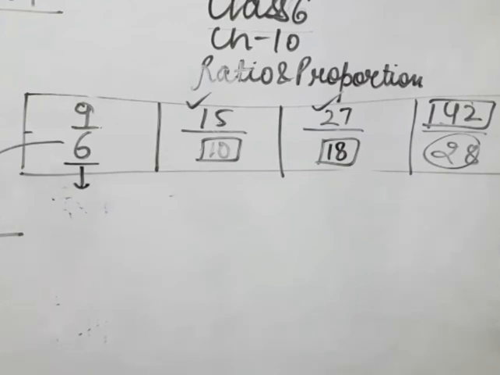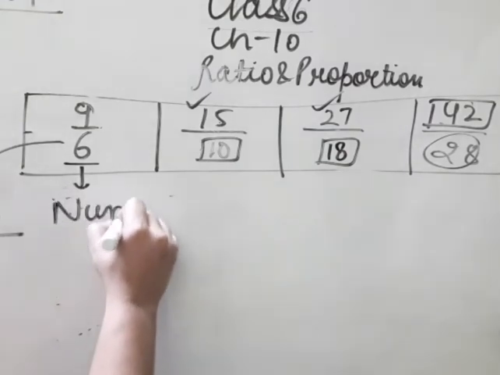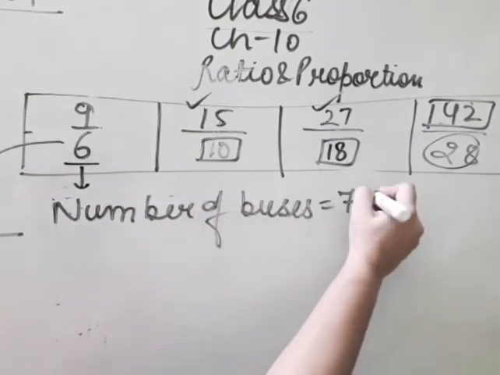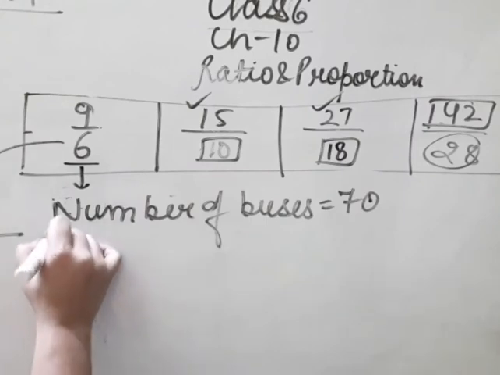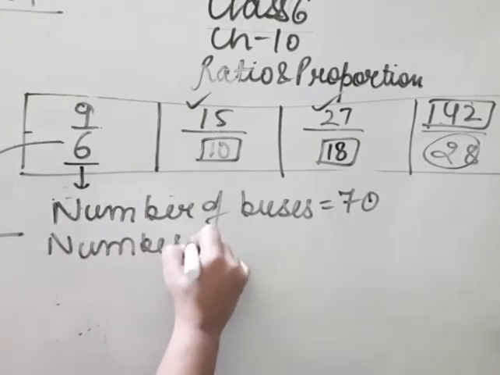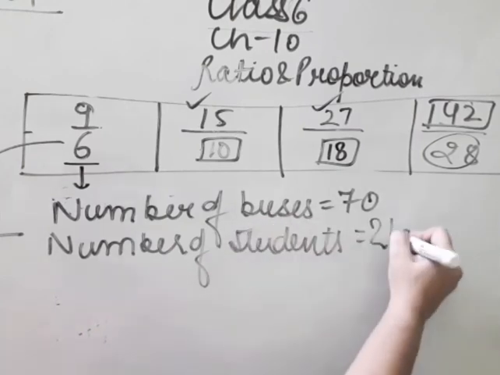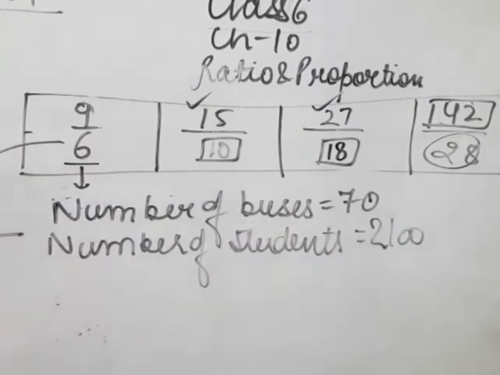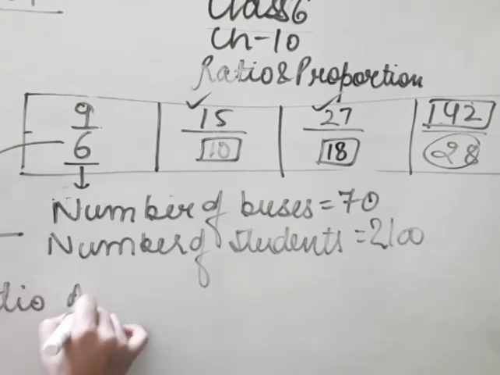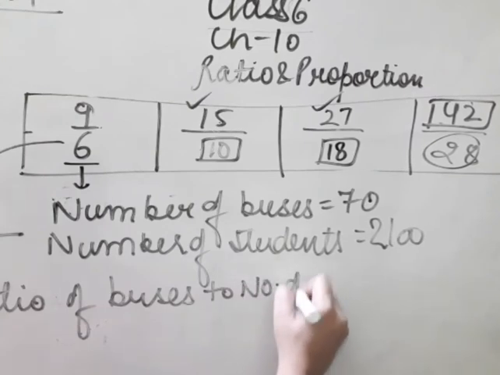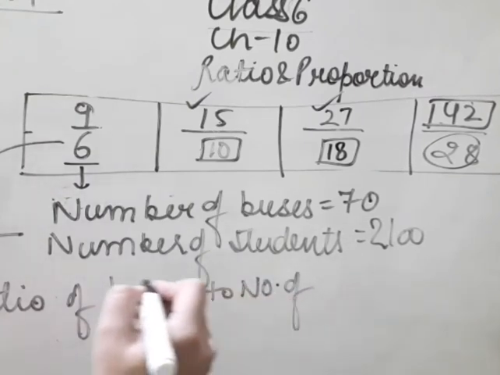So number of buses कितनी है? Number of buses given to you is 70. आपको 70 given है. And number of students, that is 2,100. Now you have to find the ratio of buses to number of students.